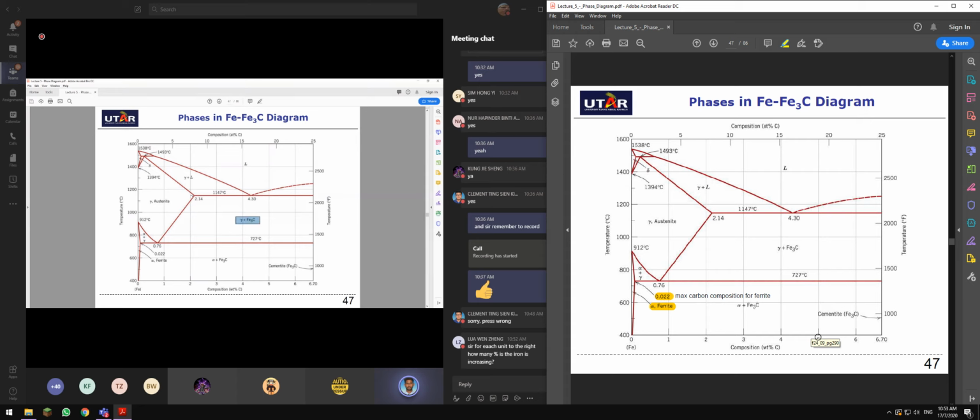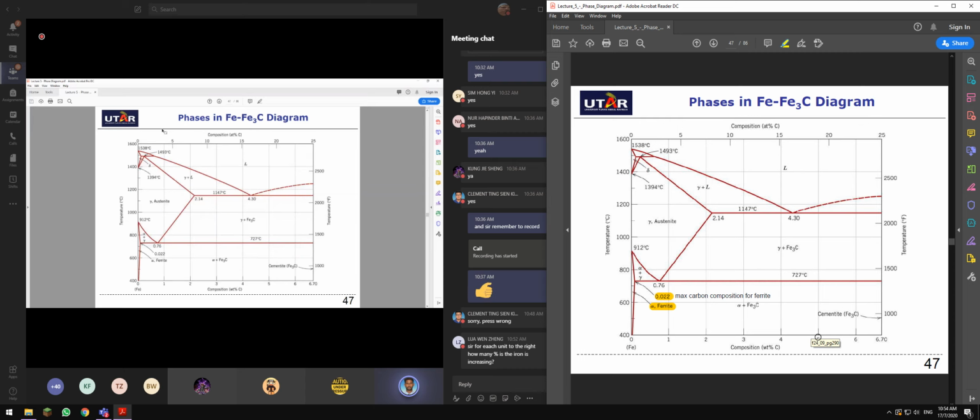Further higher the temperature, we have a liquid region when the carbon content is above 2.14 at 1147 degrees Celsius. So it is in the semi-liquid phase. Below the content of 2.14, it is still in solid. So the solubility limit for austenite is 2.14.